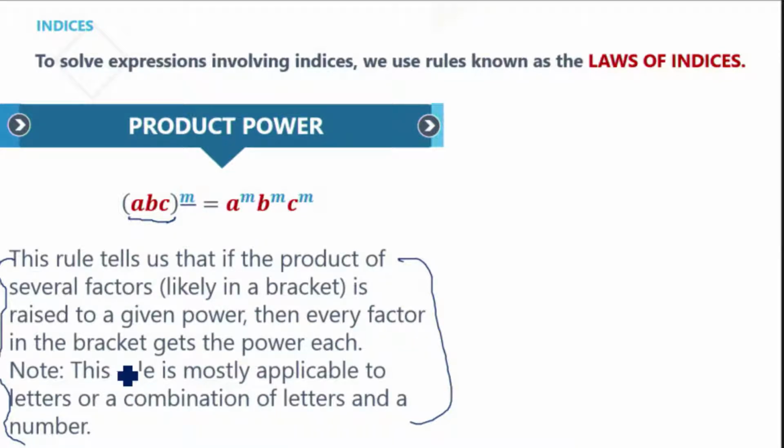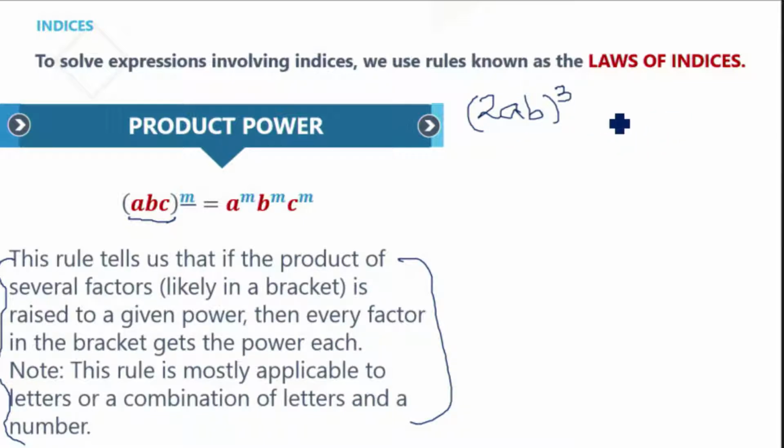Then every factor in the bracket gets the power each. So you can see that a takes the power m, b takes the power m, and c takes the power m. There's a note here that says this rule is mostly applicable to letters or a combination of letters and a number. Let's take an example to illustrate this. So we have 2ab. This is a combination of a number and two letters. 2ab raised to the power 3.